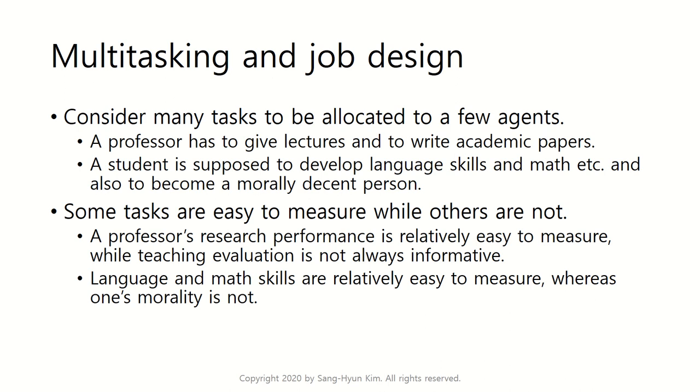So what's the starting point? Consider many tasks to be allocated to a few agents. So the number of agents, the number of workers, is smaller than the number of tasks. Examples are abundant, right? Any job consists of many tasks. For example, a professor. I just give the example which is most familiar to me. A professor has to give lectures and has to write academic papers, right? Research and teaching are the two most important tasks that I have to do. But there are other tasks as well.